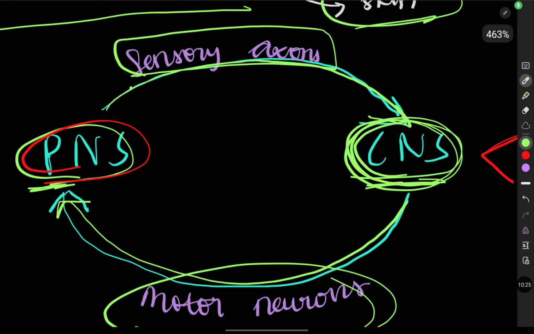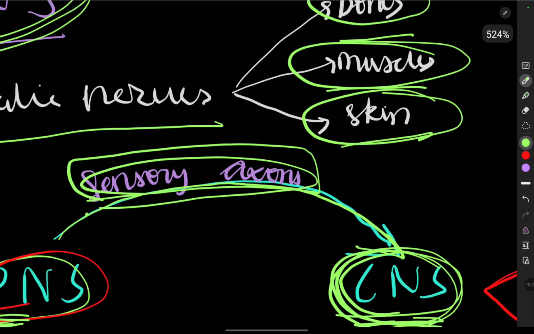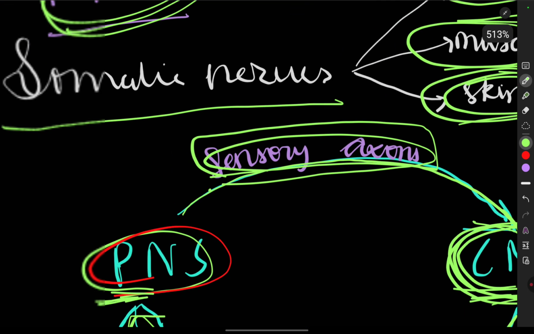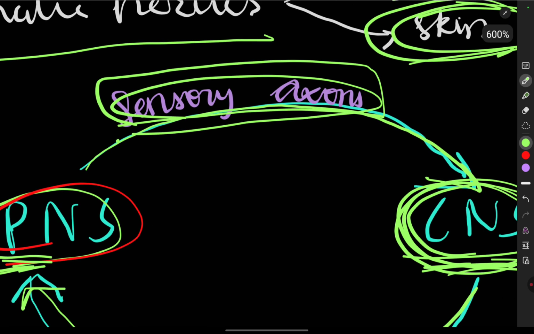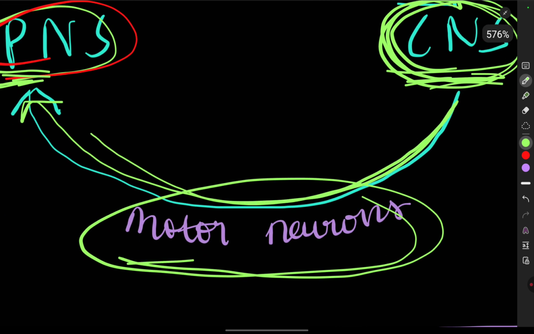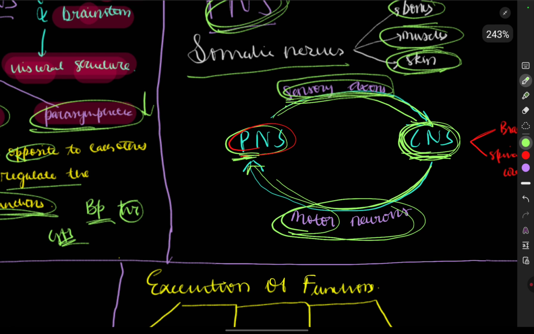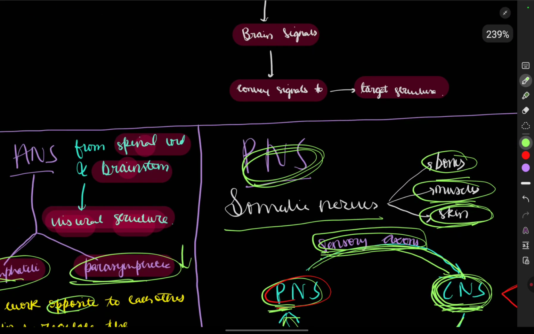So how do you remember that? From the PNS to the CNS, it is the sensory axon. See, it supplies the skin, right? Our skin senses the touch, the temperature, and other things. So it goes to the central nervous system through the sensory axons, and then it comes back through the motor neurons.